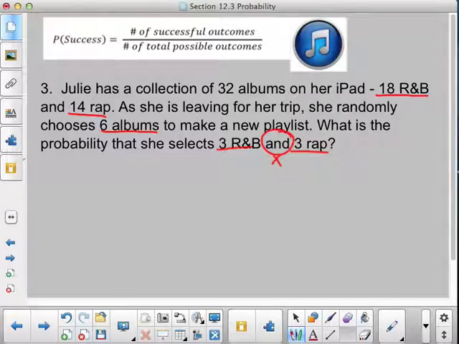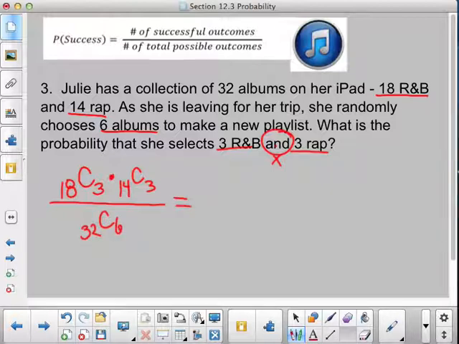So what I need to do is, what's the probability of her getting, or how many ways can she select 3 R&B? Well, there's 18 R&B, and it's a combination because order doesn't matter, and she's choosing 3. And so I multiply. Now she's going to choose 3 rap. Well, there's a total of 14 rap, and she is choosing 3, all over, well, I have to think of my total possibilities. I know there's 32 albums, and she is selecting 6 total.